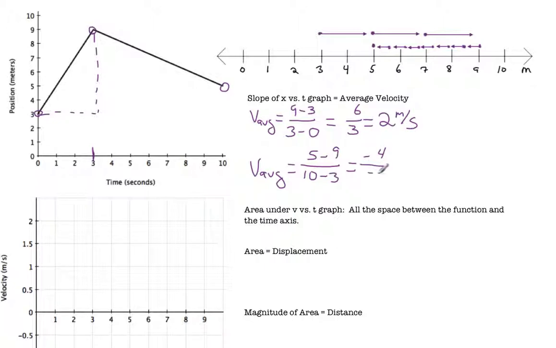10 minus 3 is 7. So -4 divided by 7 gives us -0.57.